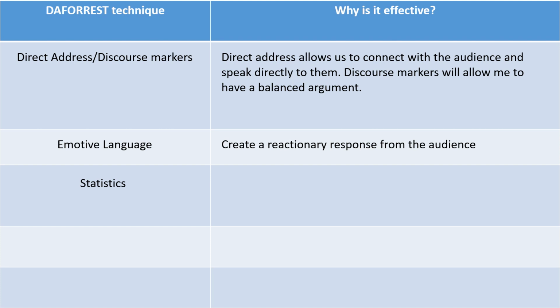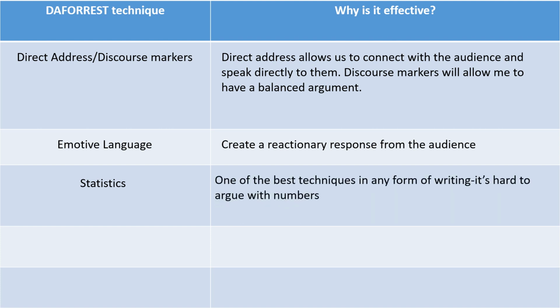And statistics. Now, for me, statistics are one of the best techniques that you can use for any form of writing, because to be honest, it's hard to argue with numbers. That being said, with your writing you can make up statistics, because you're not expected to know every single thing about any topic that could ever come up. So for example, you might not know much about vaping, but you could say 80% of people who vape do suffer with a long-term illness. Now, I'm not sure if that's true necessarily, but because I've used those numbers to support that idea, it sounds more believable.